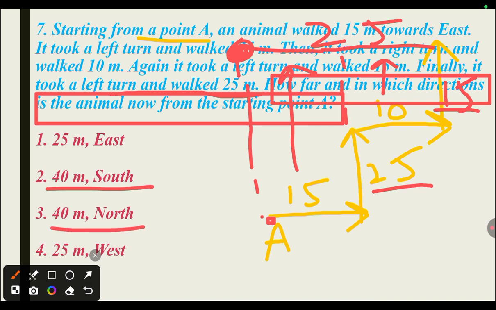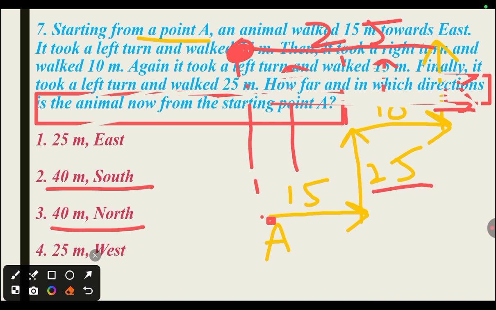Now I have to see which direction. The question they have asked is, how far and in which direction is the animal from the starting point. From the starting point means from here, if you can observe, the final point is at north of the starting point. So definitely my answer would be 3.